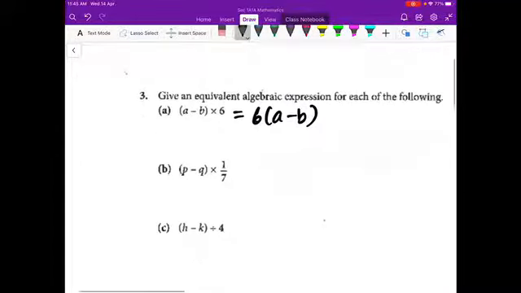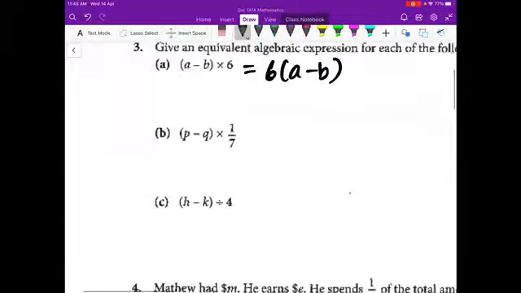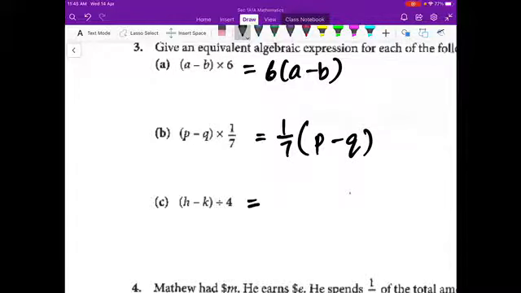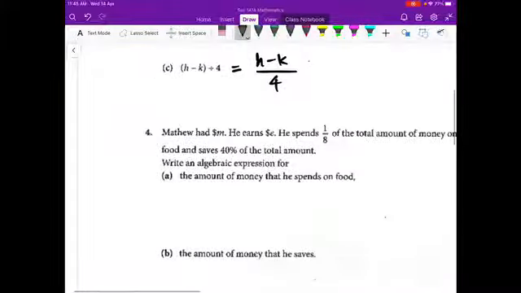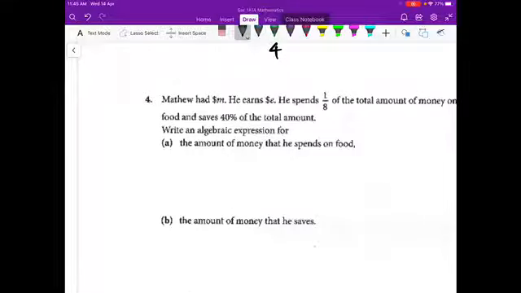Okay. Next one, Karin. Part B. 1/7 bracket P minus Q. Okay, good. Next one. H minus K over 4. Yes. Okay. Have you done this already? You did the next one already? Done already. Okay, then you can try.